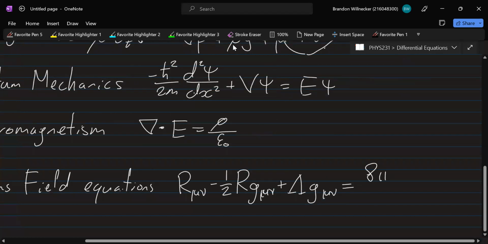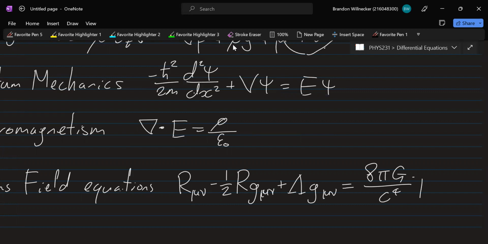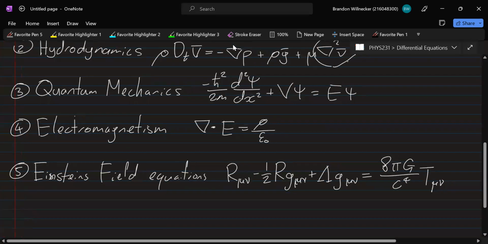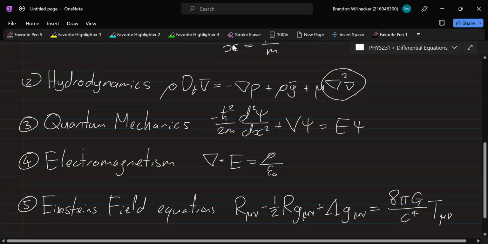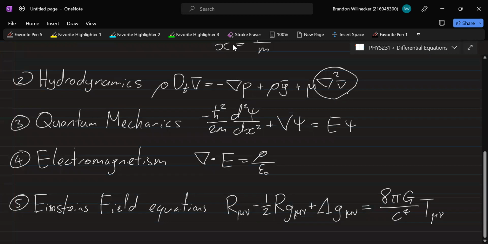Yep, and then all of this is just equal to a constant times this thing we call the stress energy tensor. Don't worry about that. But this very complicated looking equation, again, it's just another differential equation that we need to solve. So we see that throughout physics, in many, many subfields of physics, we have differential equations. So they are very important to understand, very important for us to try and solve.